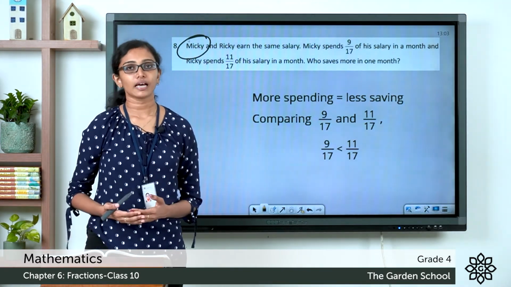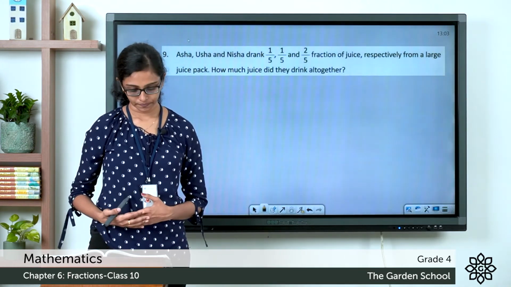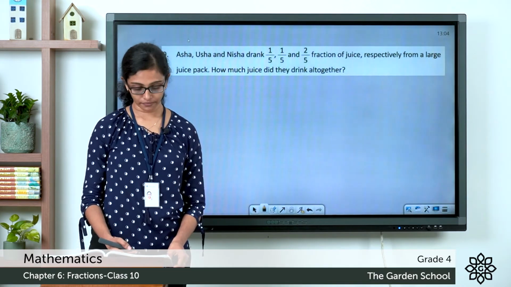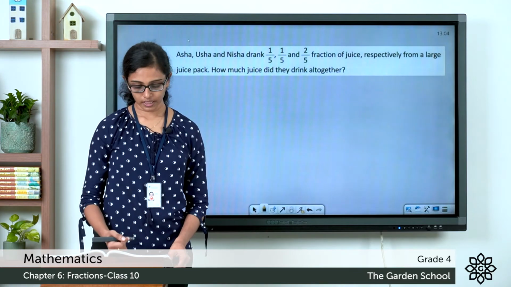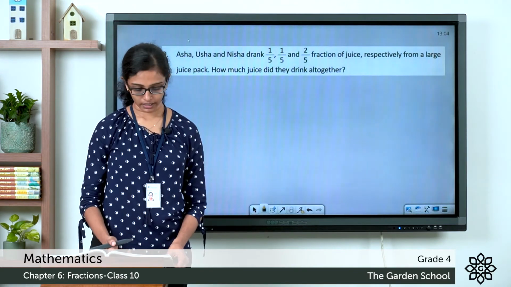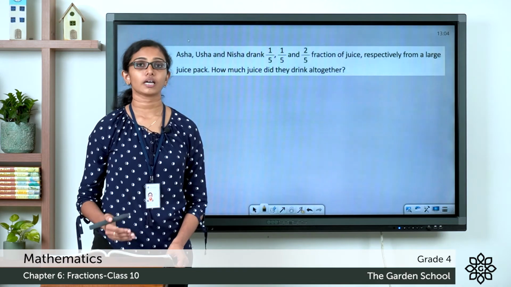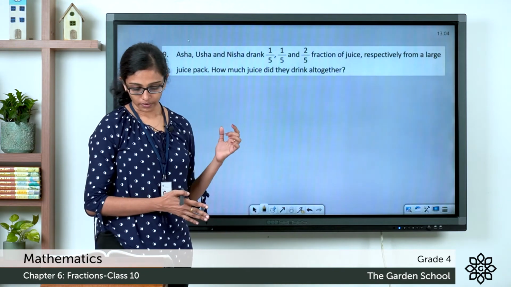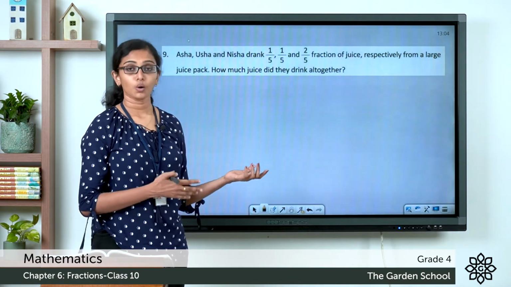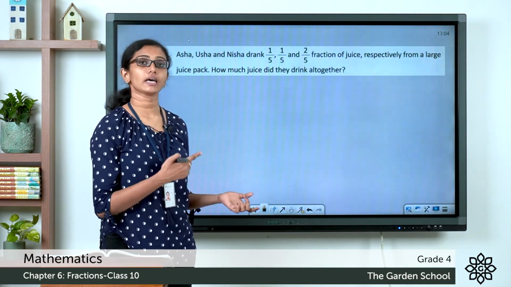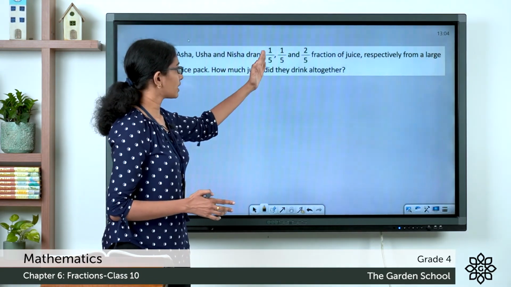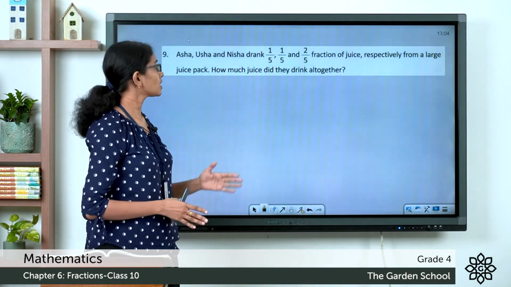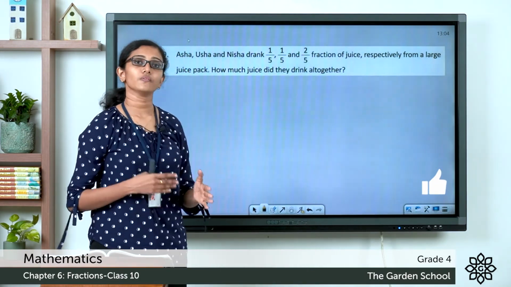Clear? Now the last question, question number 9. Asha, Usha and Nisha drank 1 by 5, 1 by 5 and 2 by 5 fraction of juice respectively from a large juice pack. How much juice did they drink altogether? So what is given in the question? 1 by 5, 1 by 5 and 2 by 5 fraction of juice was drank respectively by Asha, Usha and Nisha. So Asha drank 1 by 5 fraction of the juice. Usha also drank 1 by 5 fraction of the juice and Nisha drank 2 by 5 fraction of juice.